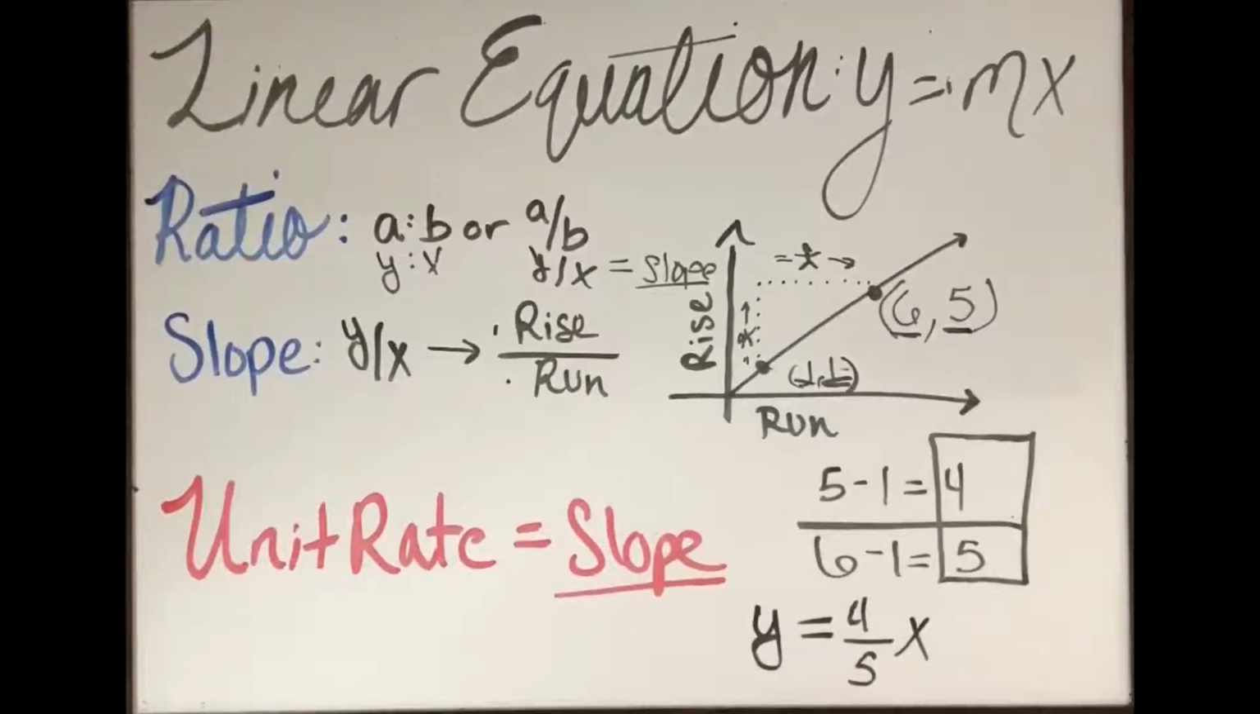Another way to say slope is unit rate. So in a problem when they ask what is the unit rate, it is just the slope. It is how far did you go up or how far did you go down compared to how far you went left to right.